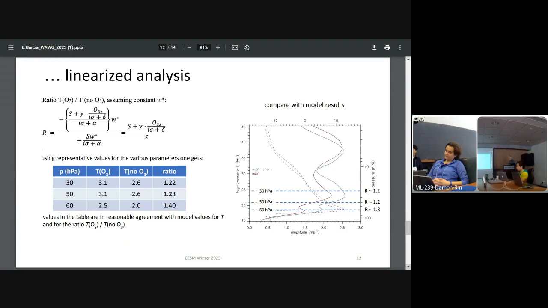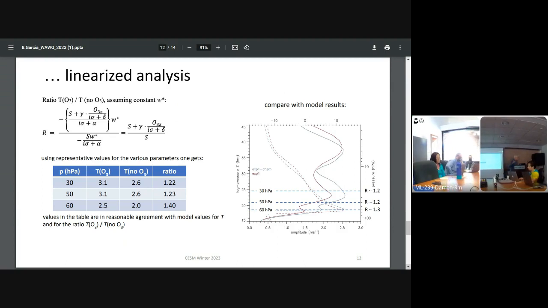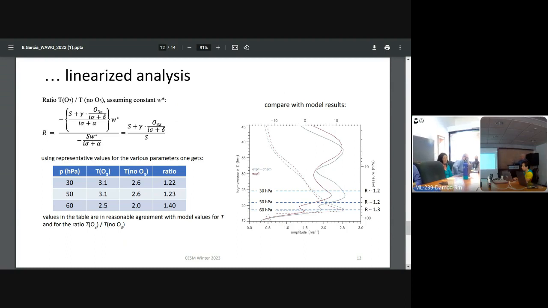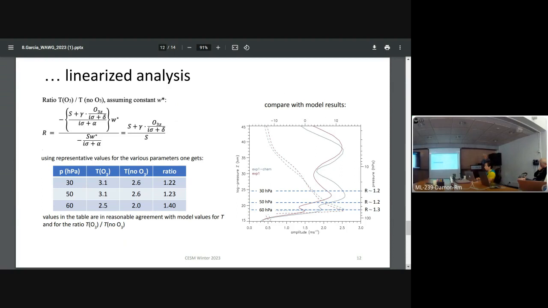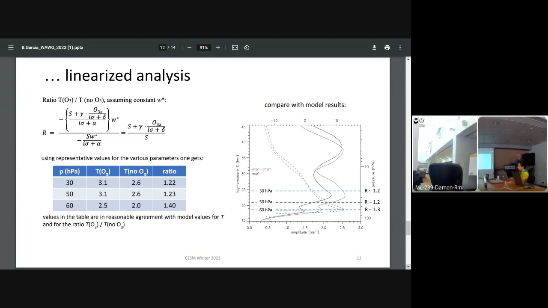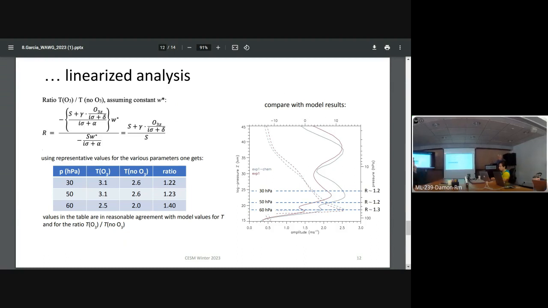Most importantly, when you modify the QBO, you modify the QBO temperature and wind structure, you modify wave forcing, you modify vertical velocity. So in a more detailed analysis, you will have to take all of those things into account. The only point of this is to show that ozone heating tends to reinforce the effect of the mid-meridional circulation on the temperature signal, and therefore on the entire QBO.